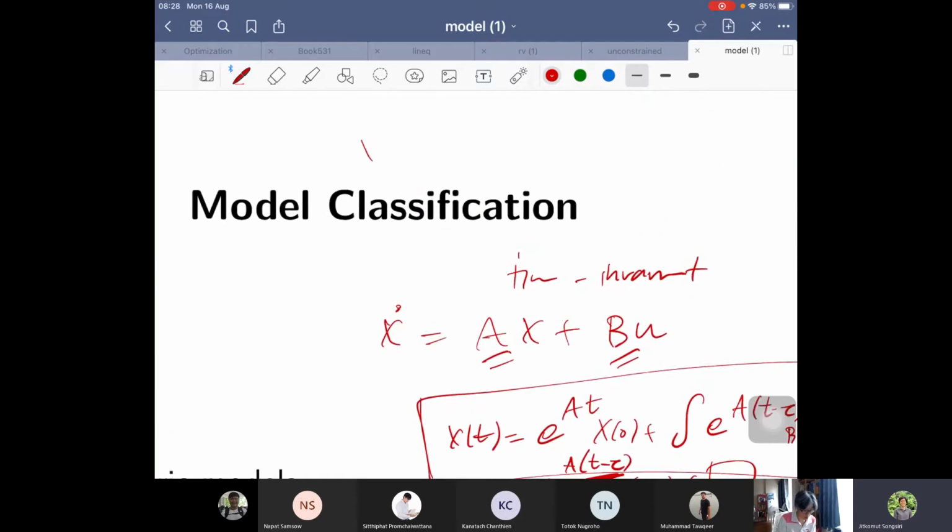An example is a class where the coefficients of your linear state space equation are like this: instead of constant matrices, they are functions of time.